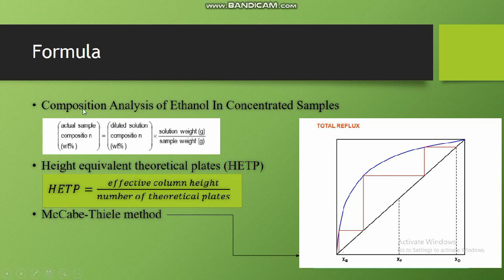First, the formula of composition analysis of ethanol in concentrated samples. Second, the formula of height equivalent to a theoretical plate. Then the third one is the McCabe-Thiele method. So this is the example of a graph that has been constructed using the McCabe-Thiele method for total reflux. So there will be no EOL, QOL, and SOL lines in the graph.